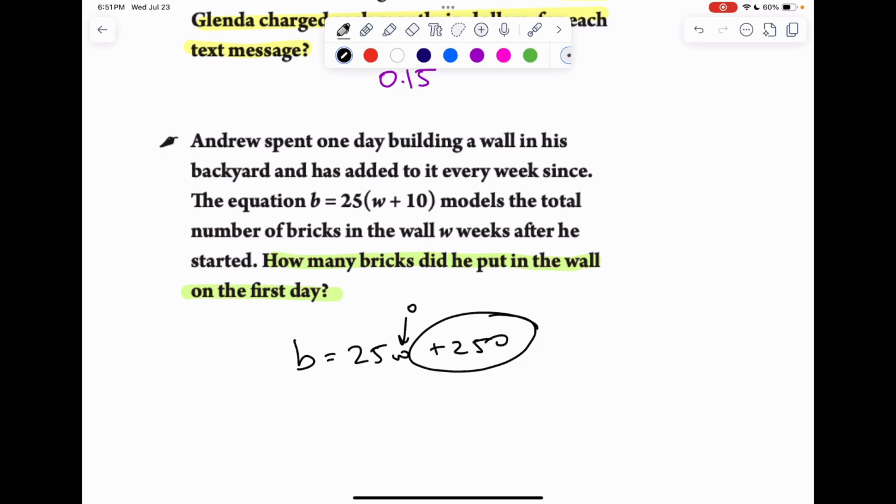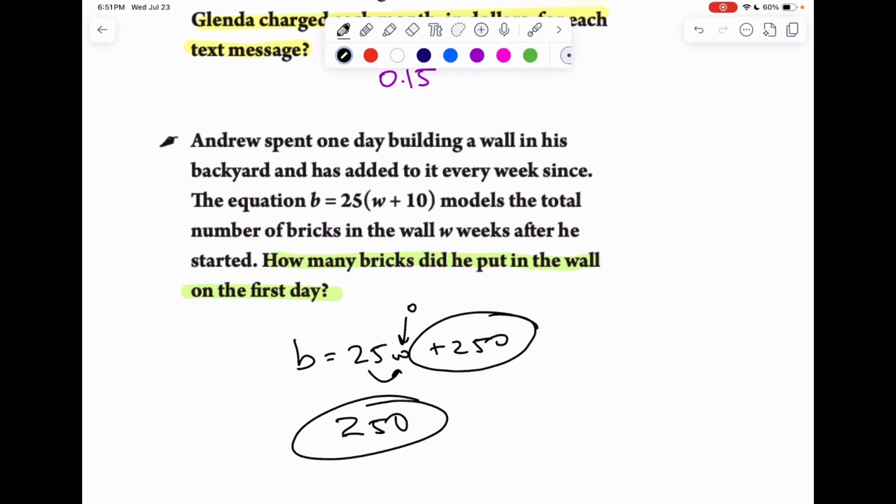So we can see that the answer to this question is our starting point, 250, our y-intercept, our baseline, what we had on there before we started adding 25 every time our week goes up.